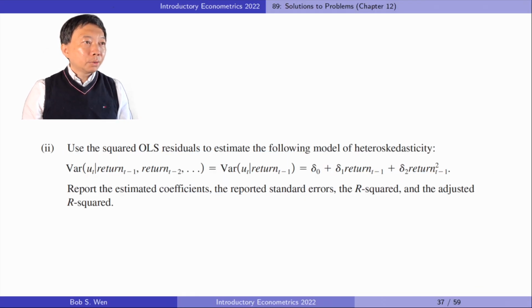Part 2. Use the squared OLS residuals to estimate the following model of heteroscedasticity. Report the estimated coefficients, the standard errors, the R squared, and the adjusted R squared.